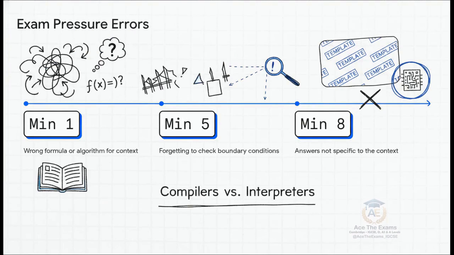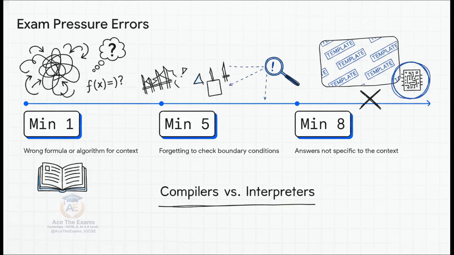What we have here is a chronological timeline of how a student's answer typically falls apart under intense exam pressure. Let's trace it. Error 1. They use the wrong algorithm or logic entirely because they misread the context. They rushed, just like Sam. Error 2. They formulate a decent plan but completely forget to check boundary conditions and edge cases, which is where the real complexity of the problem lies. They forget to ask, what if the code contains an error on line 50?